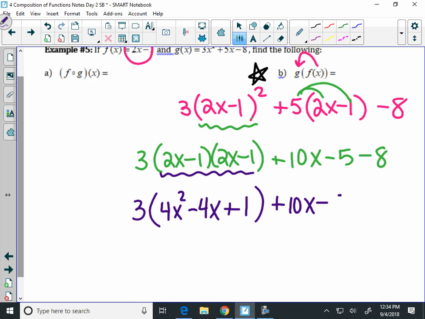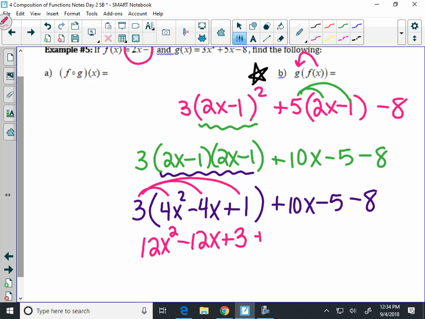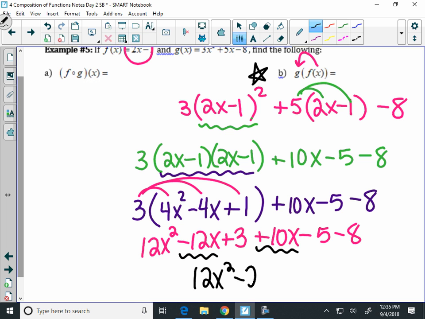All right. Now I would distribute the 3. So we'll distribute the 3 here, and then we'll collect like terms, and we'll be done with this problem. So that gives me 12x squared minus 12x plus 3 plus 10x minus 5 minus 8. All right. Where's the last one? So nothing combines with 12x squared. What about the x's? How do those combine? Negative 2x, and my constants, 3 minus 5 minus 8.